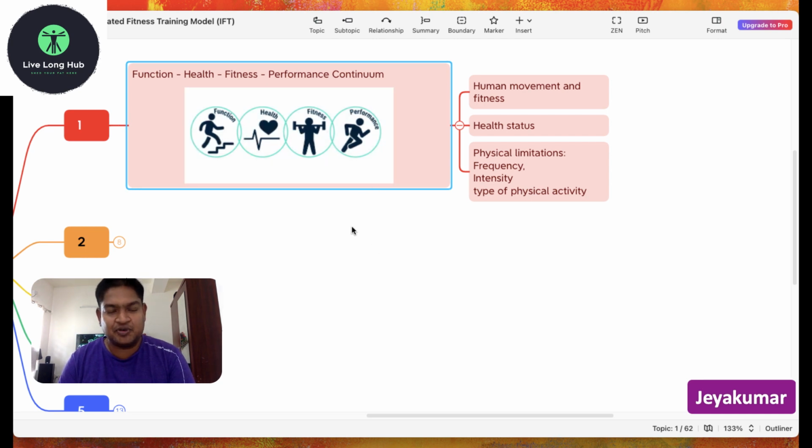So any individual would fall in this continuum, starting from functional, or health related, or fitness related, or performance oriented. This depends on his health status and physical limitations, basically the frequency, intensity, and also the type of physical activity he does. So the life cycle and life factor is going to decide where he is going to be in this continuum.